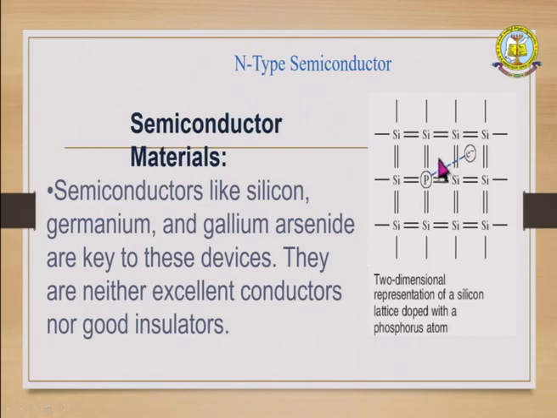Here silicon has a double band, a single band. This is a two-dimensional representation of the silicon lattice doped with phosphorus atoms. The phosphorus atom contributes electrons. So this is an N-type semiconductor.